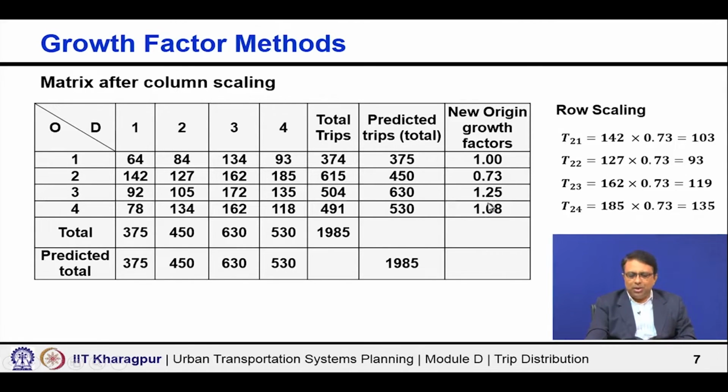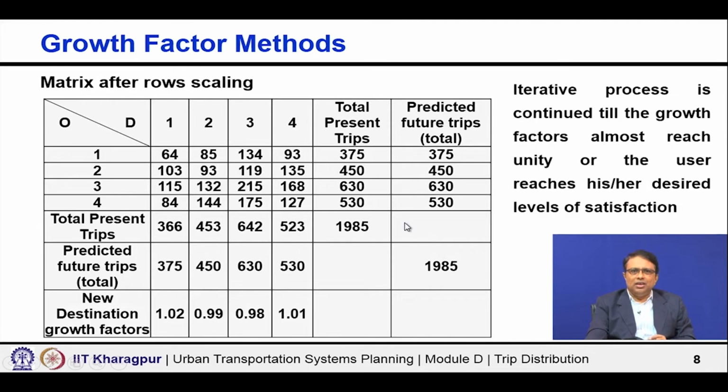So then what will happen? We expect the row totals to match perfectly. Let us see, that is what has happened now. You can see the row totals are giving a very nice and perfect match. But then what is happening? Let us look at the column totals. The column totals, which were all adjusted very nicely, have now become somewhat distorted.